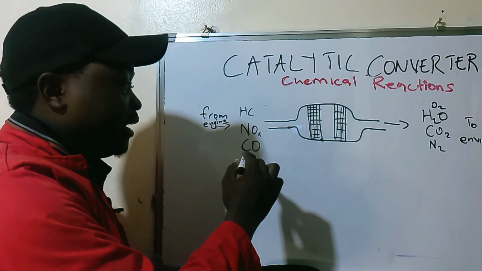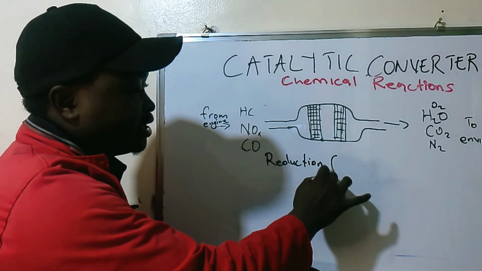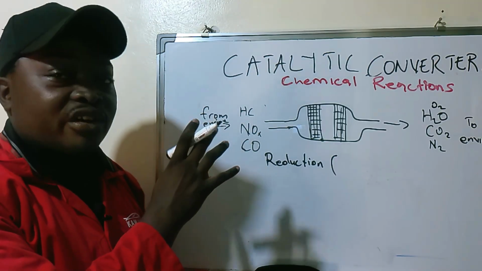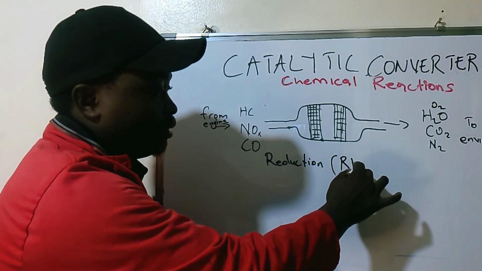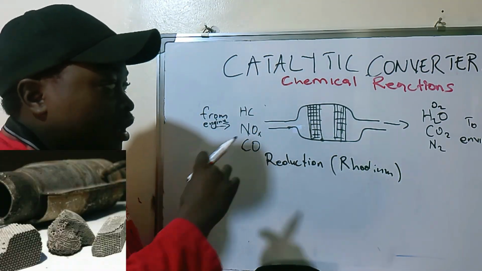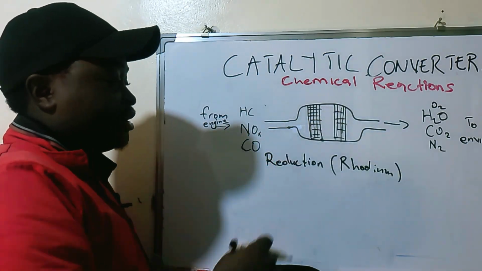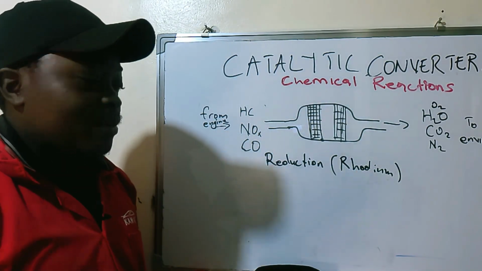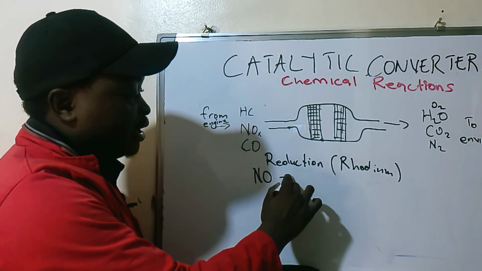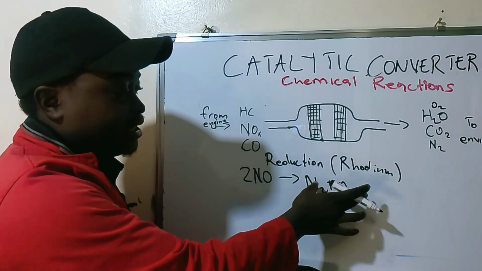So in a reduction reaction, there's a catalyst that helps us to do this reduction, and the catalyst used on the catalytic converter is called rhodium. And these catalysts are usually put on these honeycomb structures. If you ever open the catalytic converter, you can see these structures to help in the speeding up of these processes. So we have nitrogen monoxide. It is reduced to nitrogen and oxygen. So this is less harmful.